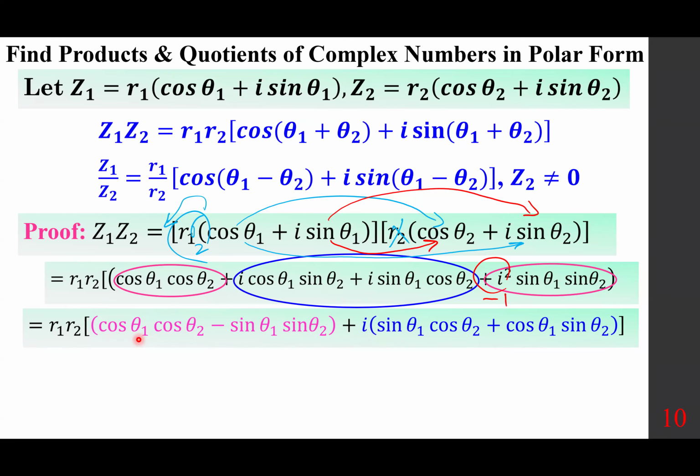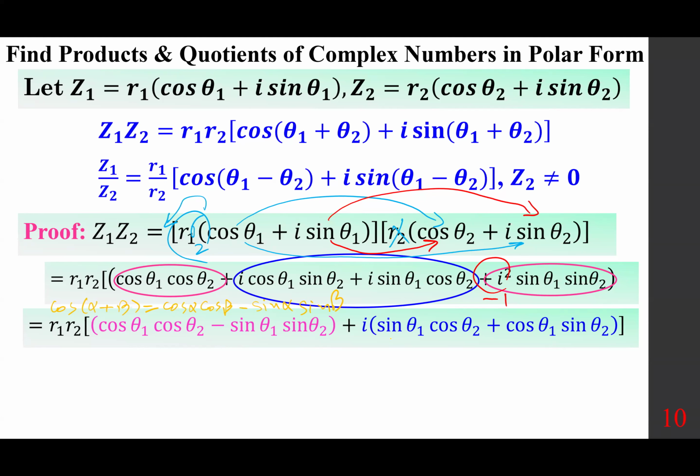So cosine alpha cosine beta, minus sine alpha sine beta. This is cosine of alpha plus beta. So let me just write that. Recall cosine of alpha plus beta is cosine alpha cosine beta minus sine alpha sine beta. So this is cosine of alpha plus beta. That means theta 1 plus theta 2.